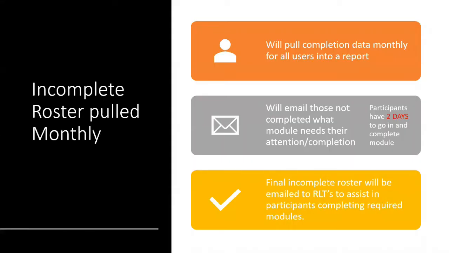So every month we're going to be pulling incomplete data, and we're going to change this up a little bit. What we used to do was put all of the incomplete data into a roster and mail it out to the regional leadership teams. But we found that if I can send you individual emails for those modules that you've not completed, you might have just missed one checkbox. Or you may have uploaded the file but not clicked the checkbox. So if you do get that email, please go into the module listed and make sure that all the checkboxes are complete.